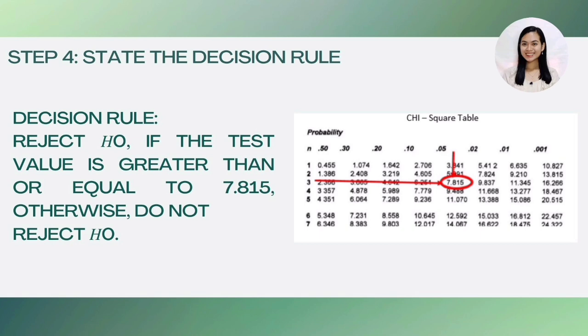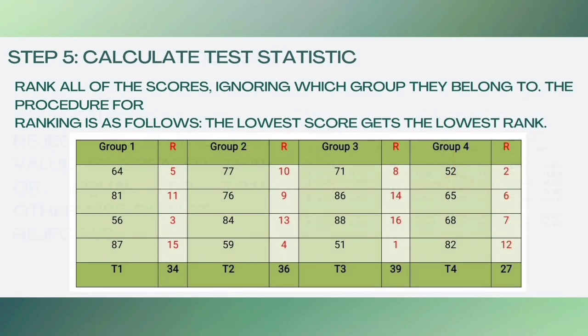So, if the test value that we calculate is greater than 7.815, we can reject the null hypothesis and say that there is a difference somewhere between the four groups. If the test value is not greater than 7.815, then we will not reject the null hypothesis. Now, let's actually calculate our test statistic.